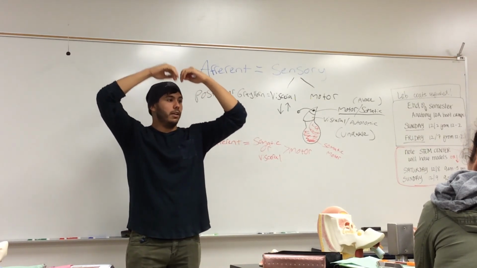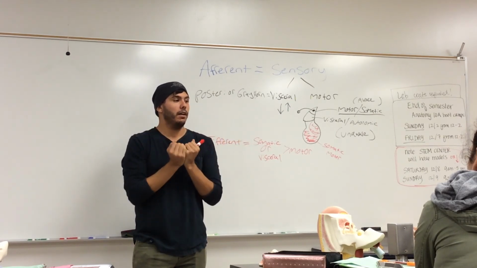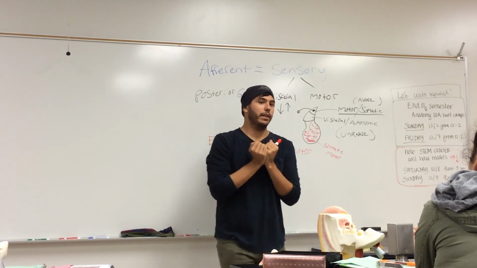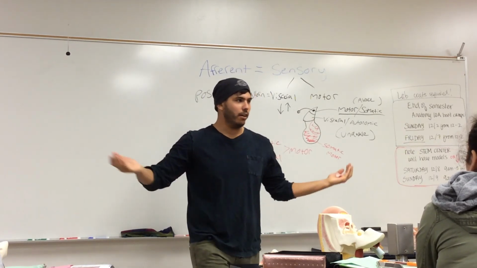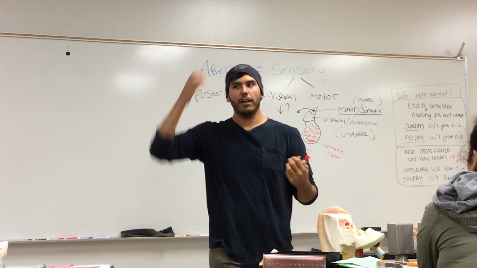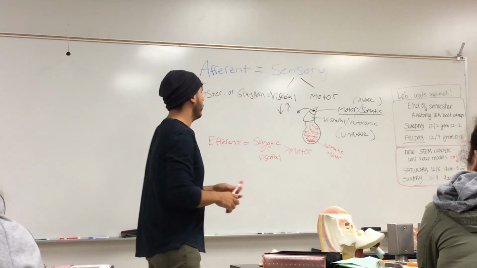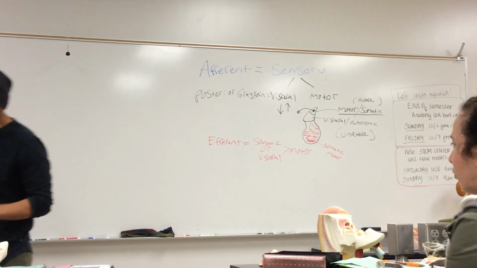So now we're going to go down the descending white column. And now we have to determine where we are going to synapse. Are we going to go lateral gray horn, or are we going to go anterior gray horn? You tell me. Anterior. Anterior gray horn, because we're going to scratch the head, which is a somatic response, right? Okay, so we're going to synapse here. Now, the last step.